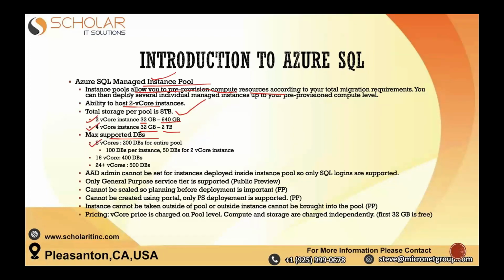If you have an instance pool of 8 vCores, that supports a maximum of 200 databases, with 100 databases per instance. Then you can have multiple instances within it, 2 vCores or 4 vCores, two 4-vCore or four 2-vCore, or 2 vCores and one 4 vCore, whatever you want. 100 databases per instance, but for a 2 vCore instance that's the cap: the maximum number of databases can be 50. For a 60 vCore instance pool, the maximum is 400 databases. For 24 plus vCores, 500 databases.